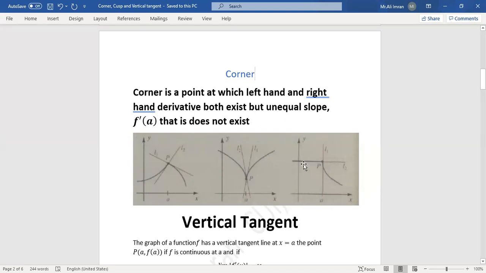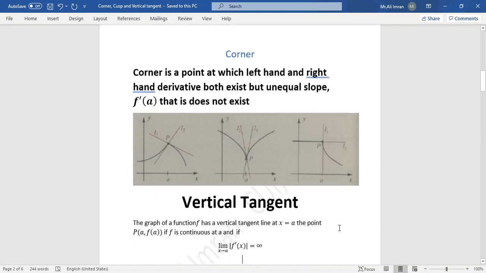Consider the third graph of function. In this graph, slope of right hand derivative is shown L1 and left hand derivative has a slope L2. Both slopes are unequal. That's why this point is called corner.